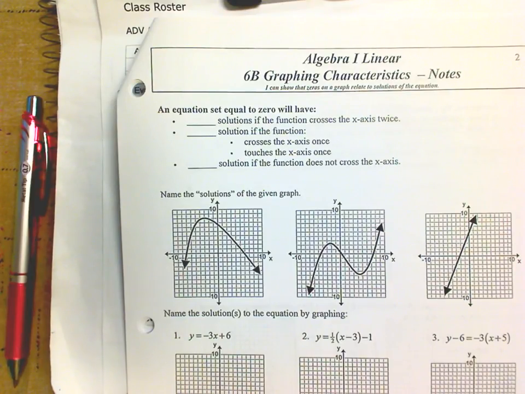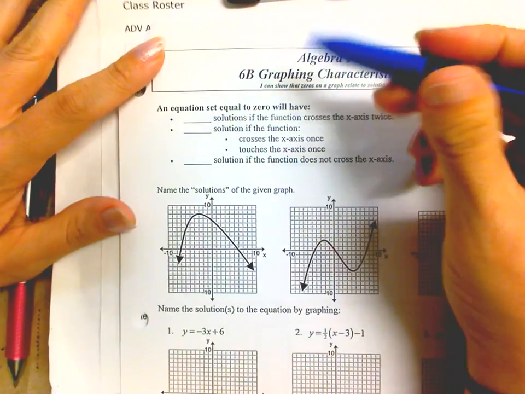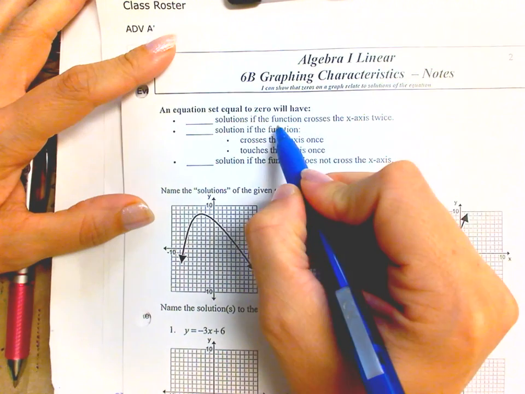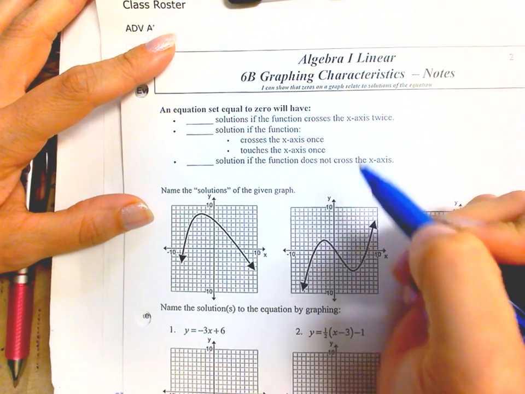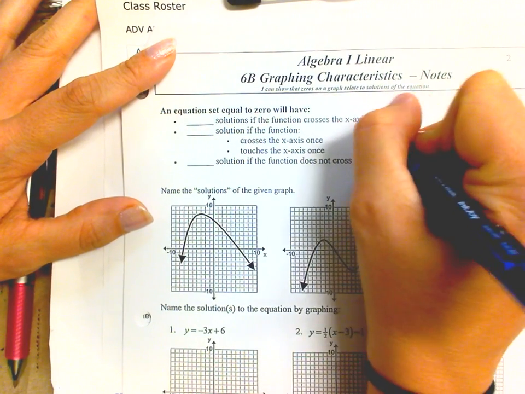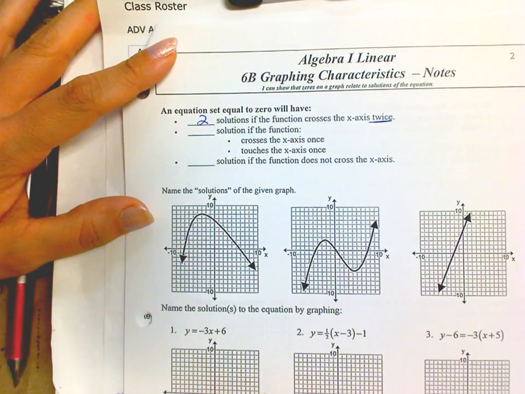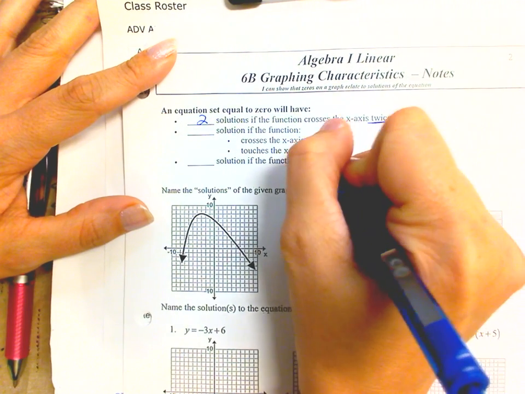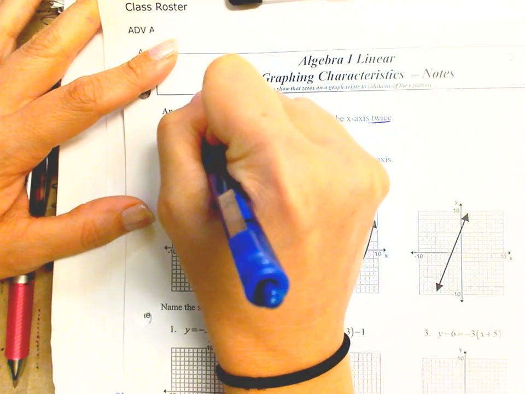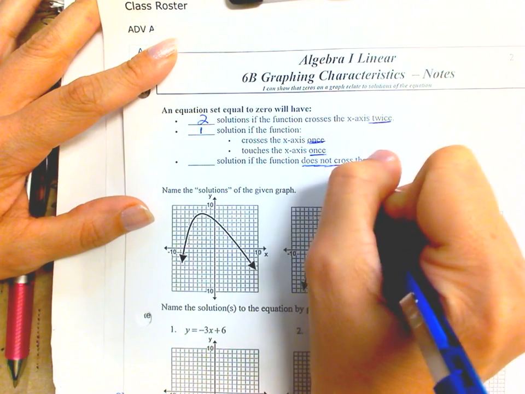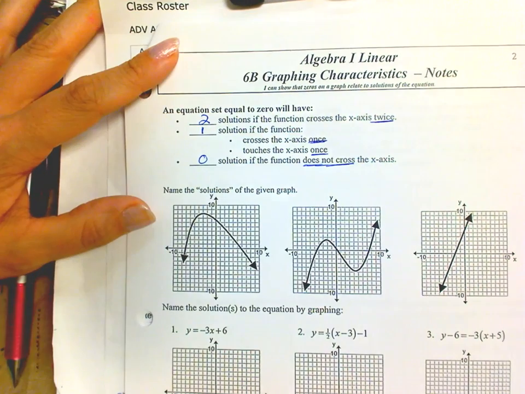All right, page 2 of your 6B notes. Hopefully this will go reasonably fast. An equation set equal to 0 will have, if a function, like your line or whatever it is, crosses the x-axis twice, it shall have 2 solutions. If it either crosses or touches it once, it will have 1 solution. And if it does not cross, it has 0 solutions.